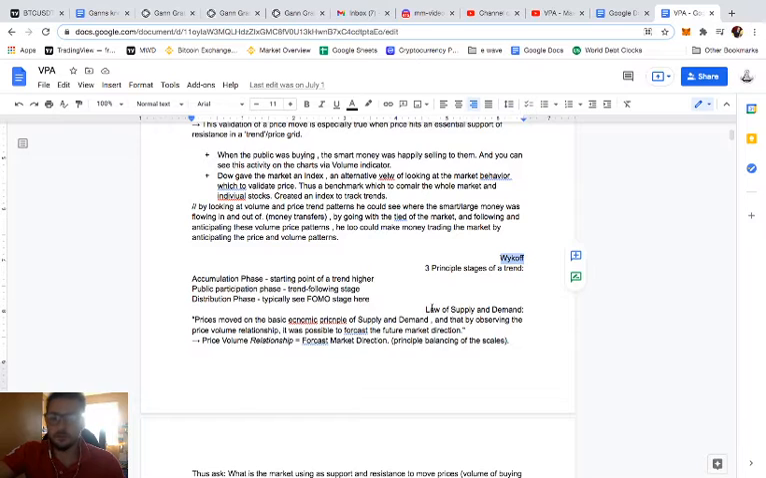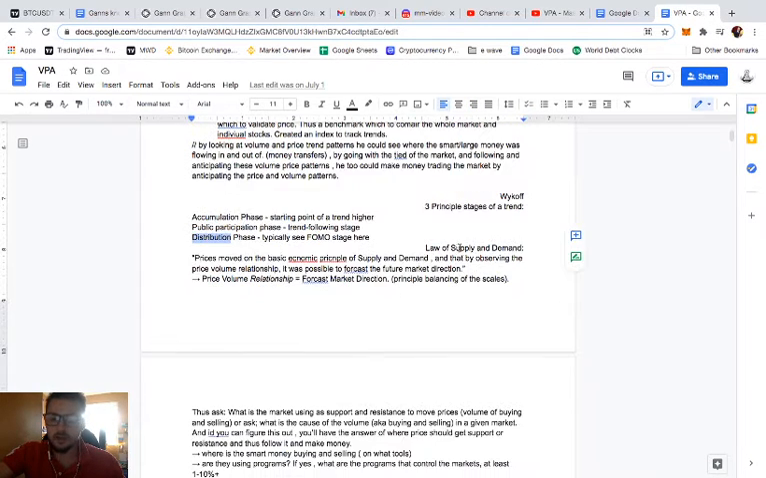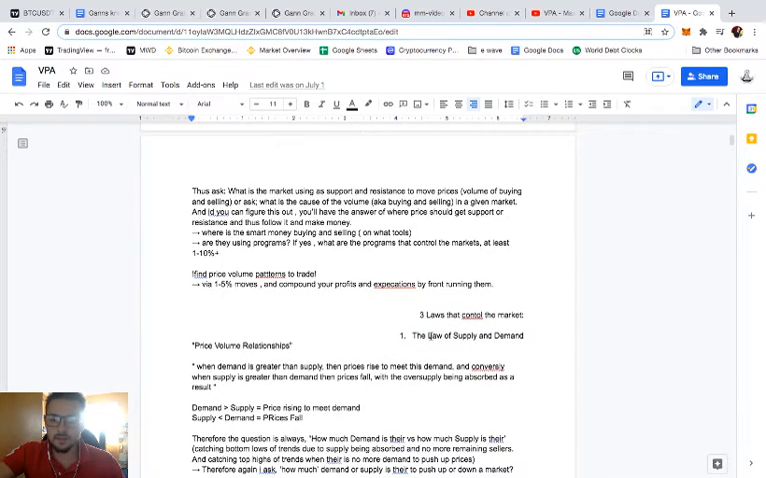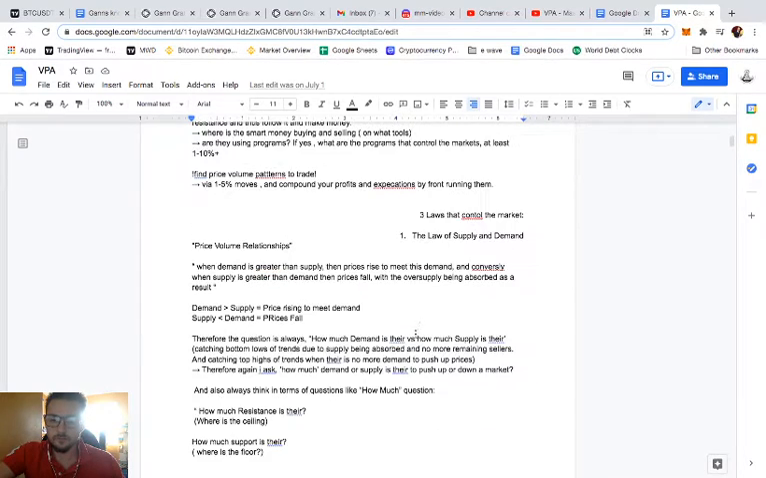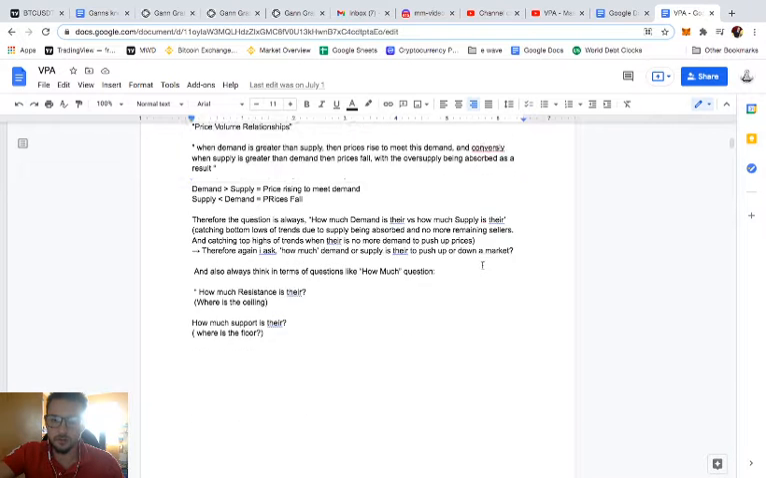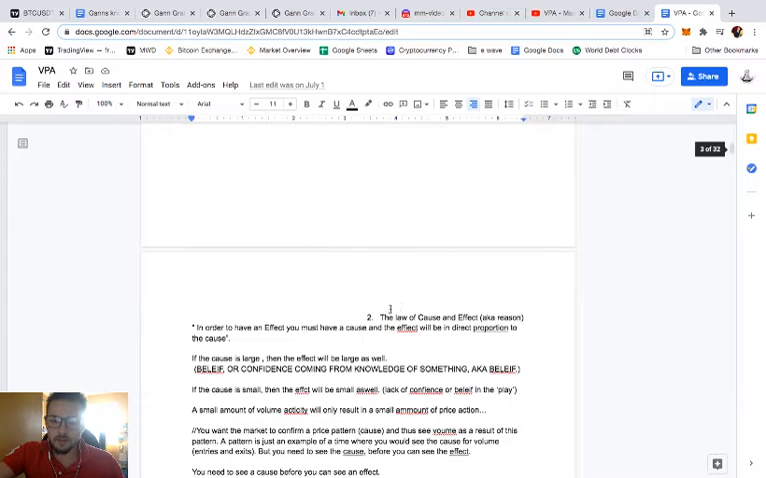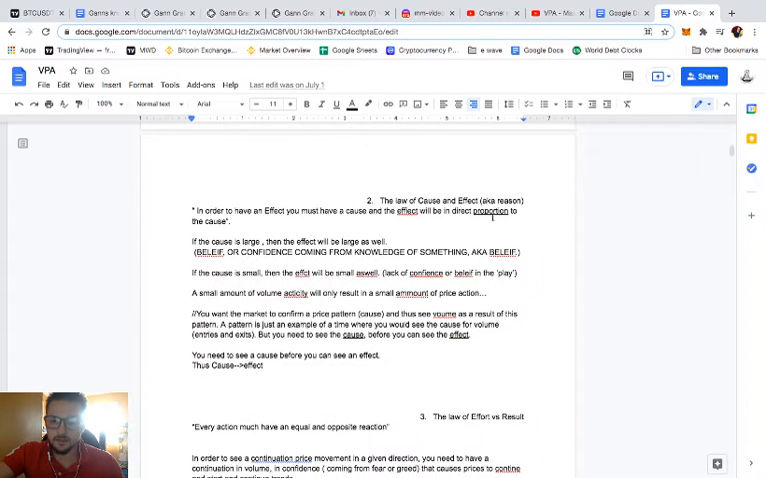And the first one's the law of supply and demand. Of course, he came up with the accumulation, the distribution, but anyhow, this one's important. This is something that you need to meditate on. The law of supply and demand. This is the balancing of the scales right here, okay? The next is, look, the three laws that control the market here. So the first one is law of supply and demand. The second one is law of cause and effect. Okay, the reason why someone would enter a trade.